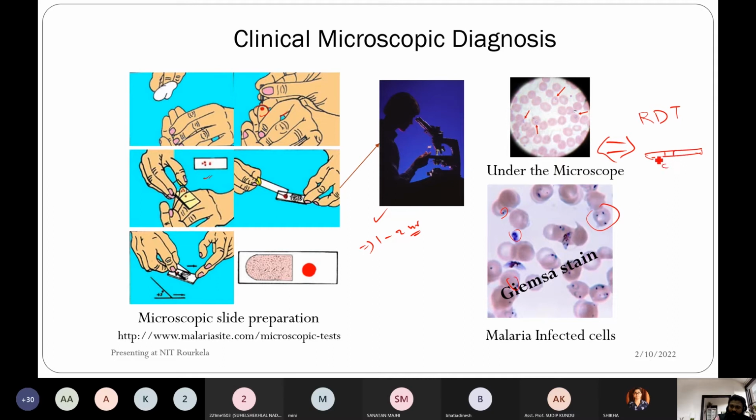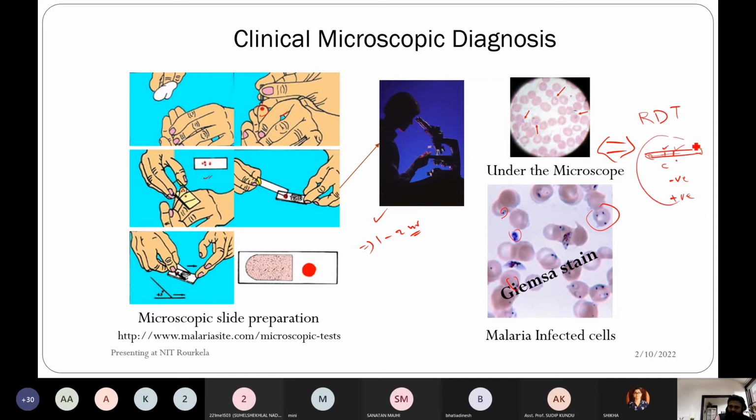The control is generally where your sample flows through it. It is related to the antigen, and this is already pre-coated. Suppose only one line changes color and the other does not, then it is a negative test, so the person does not have malaria. But if the test line also changes color, then it is a positive indication.